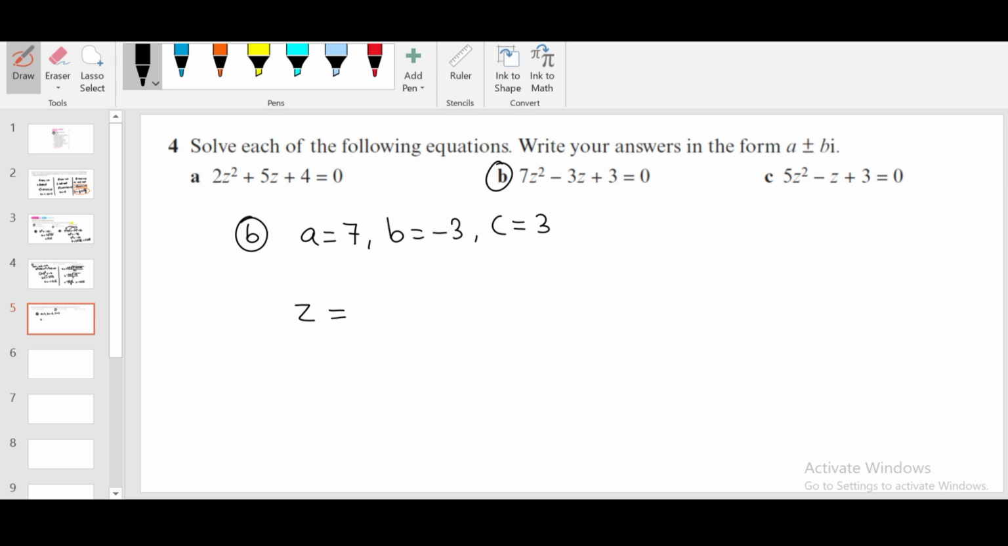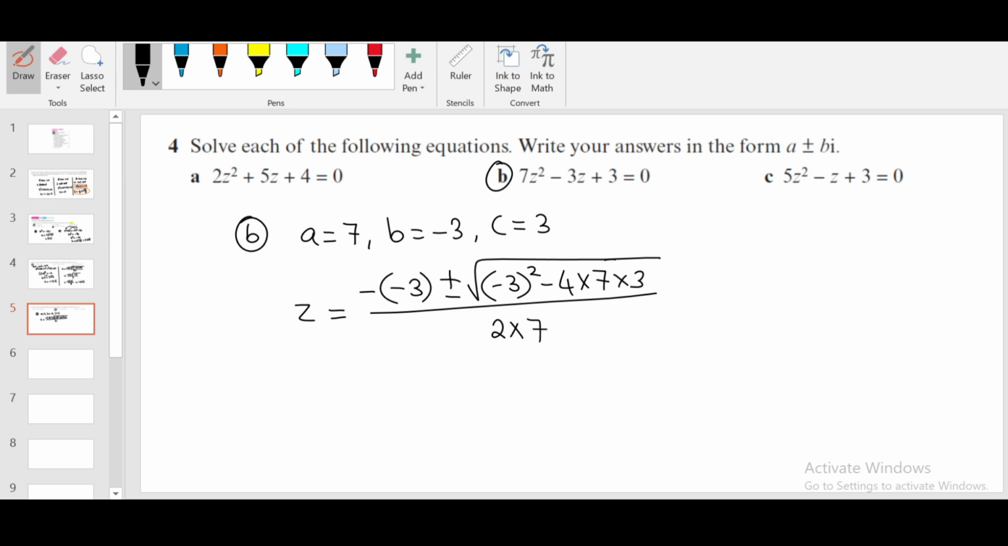So z is equal to minus b, b is negative 3, plus or minus square root of b square minus 4ac, divided by 2a. So we'll get positive 3 plus or minus square root of, use your calculator to simplify this. Minus 3 whole square is 9 minus 4 times 7 times 3, which is negative 75, divided by 14.